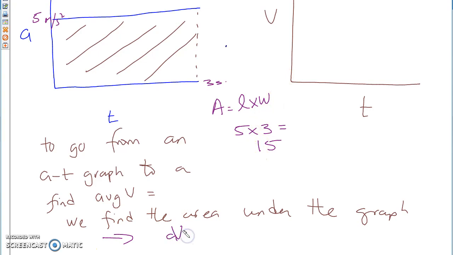Which now tells me that the average velocity through this whole motion was 15 meters per second. So the area under the graph gives me the average velocity throughout the whole motion. It does not give me an instantaneous velocity. It does not tell me exactly what the velocity was at 2 seconds, but it tells me what the average was over the whole time frame. So I can't take this information and plot a graph.